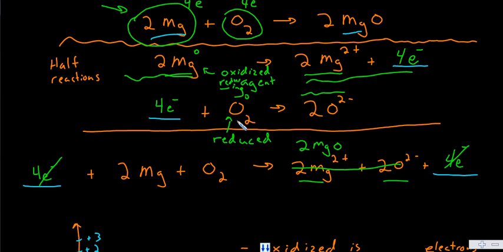And oxygen allowed magnesium to be oxidized. That is, it absorbed those electrons that it was releasing. And so we will call it an oxidizing agent.